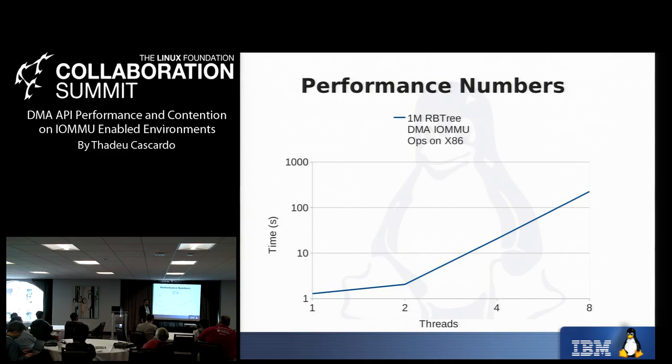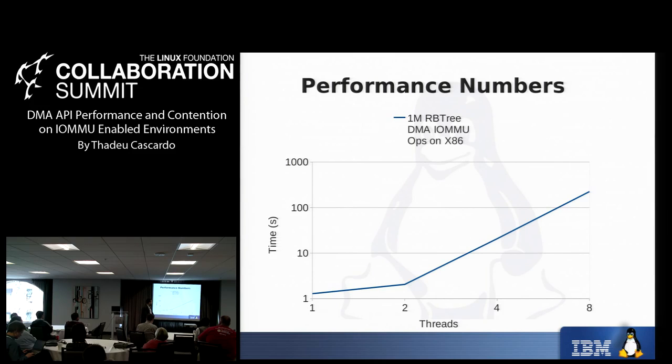So if you have an Express card or Thunderbolt port and you want to run a NIC, you want to use it for the security, but you don't want to use it because of the performance. So that's something we've got to fix. Any questions here? Those are the tests I ran.